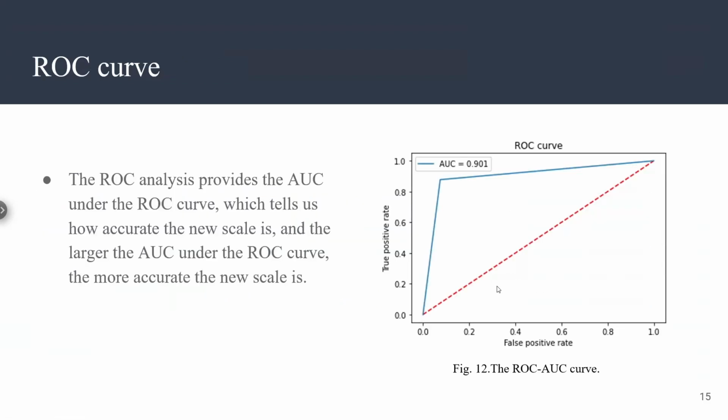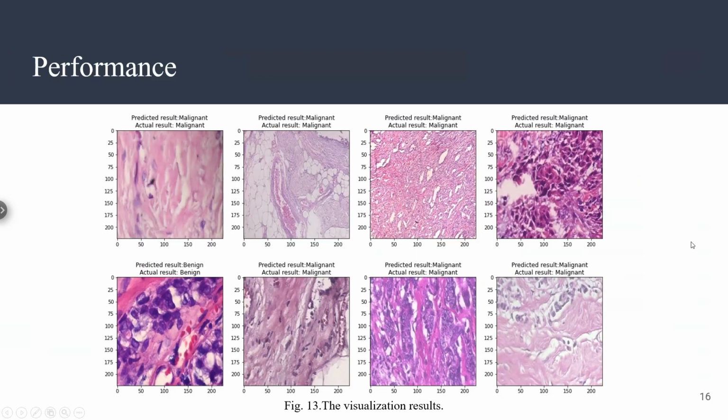And here's the ROC curve. The ROC analysis provides the AUC under the ROC curve, which tells us how accurate the new scale is, and the larger the AUC under the ROC curve, the more accurate the new scale is. And here's the picture on the right side of the ROC curve. And here's our performance. So we have good accuracy to recognize the picture between malignant and benign tumors.